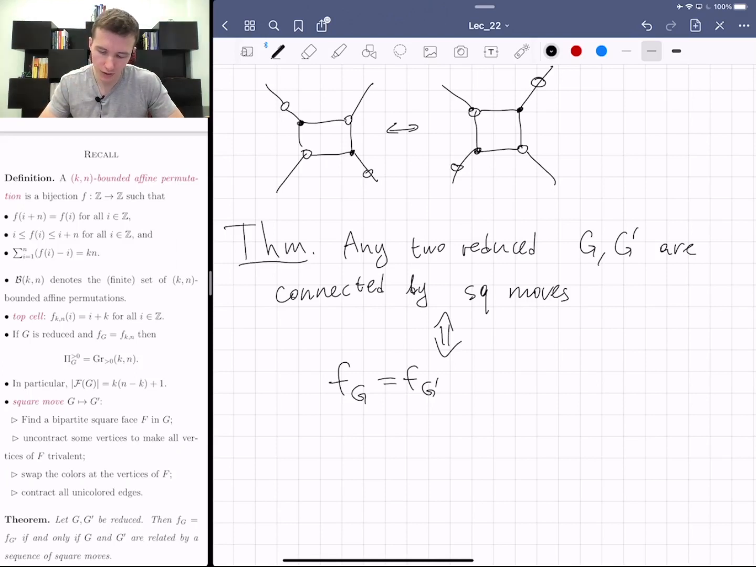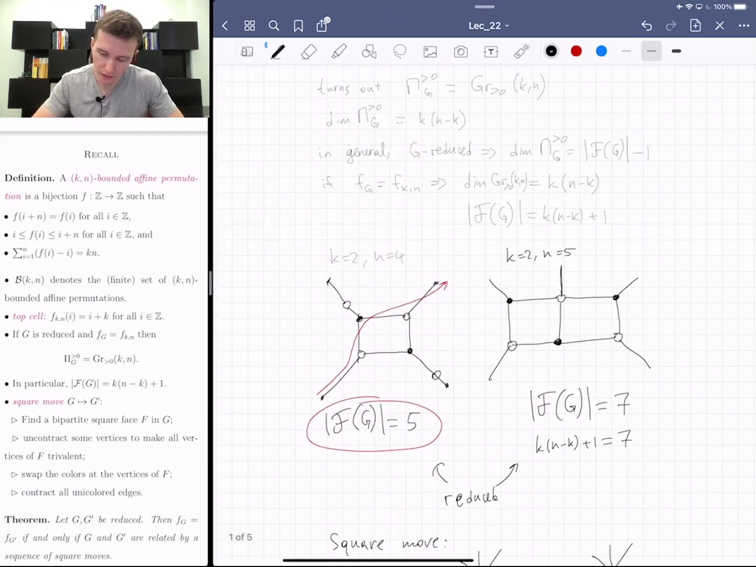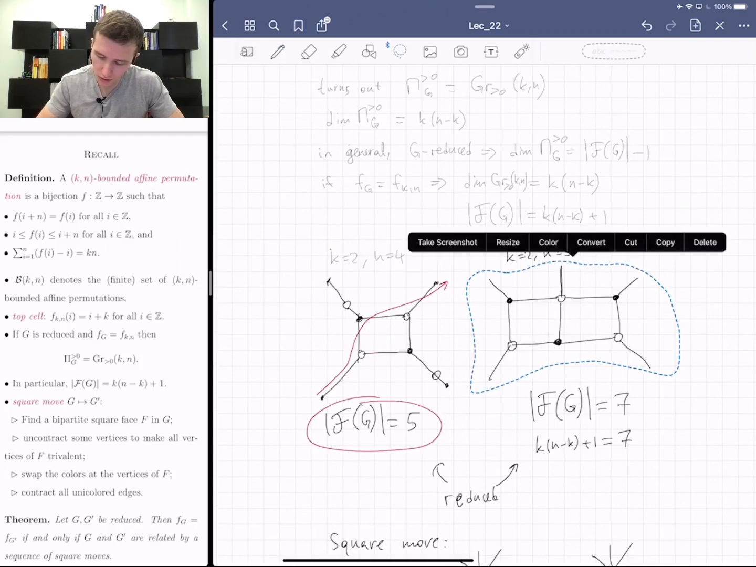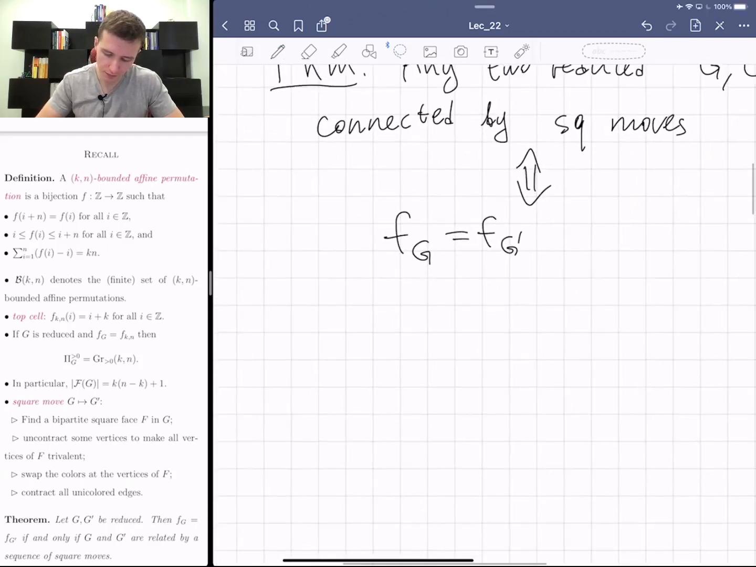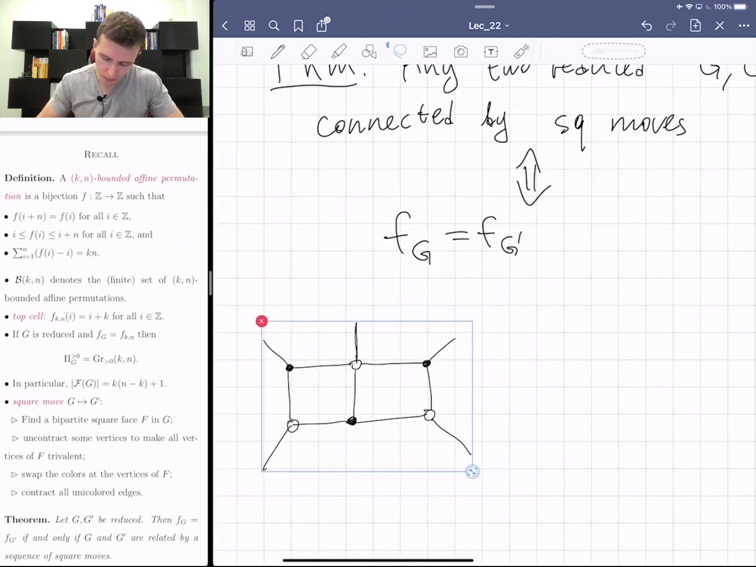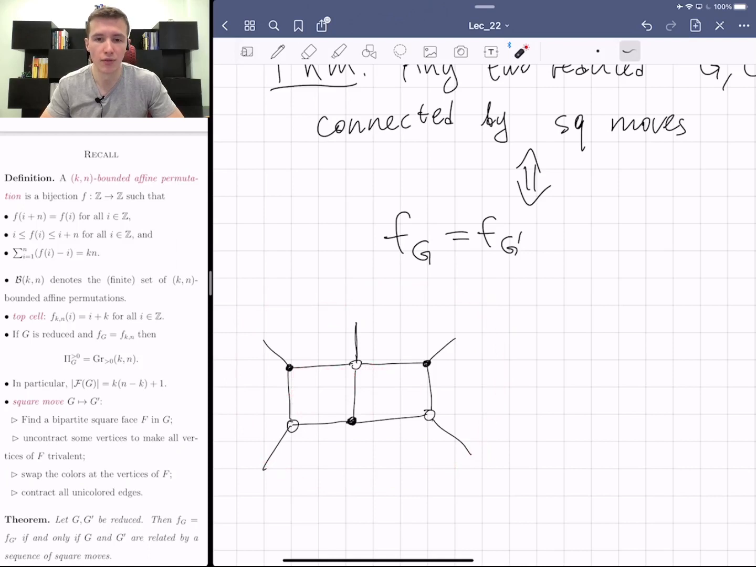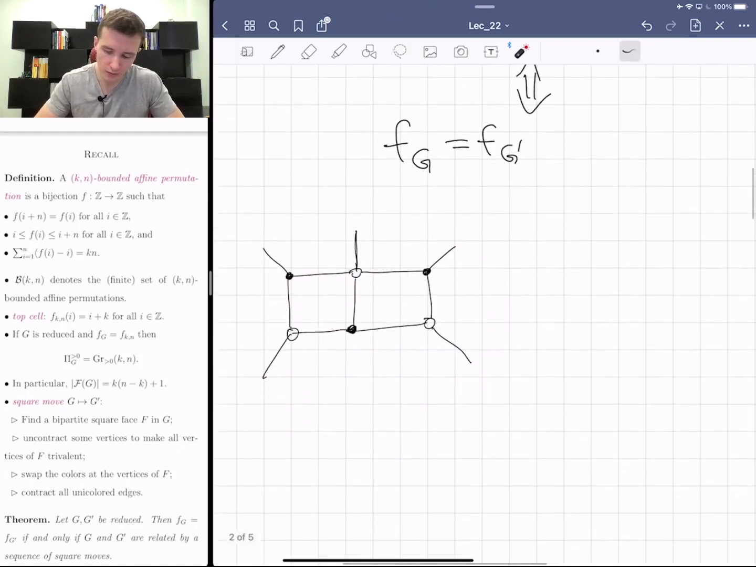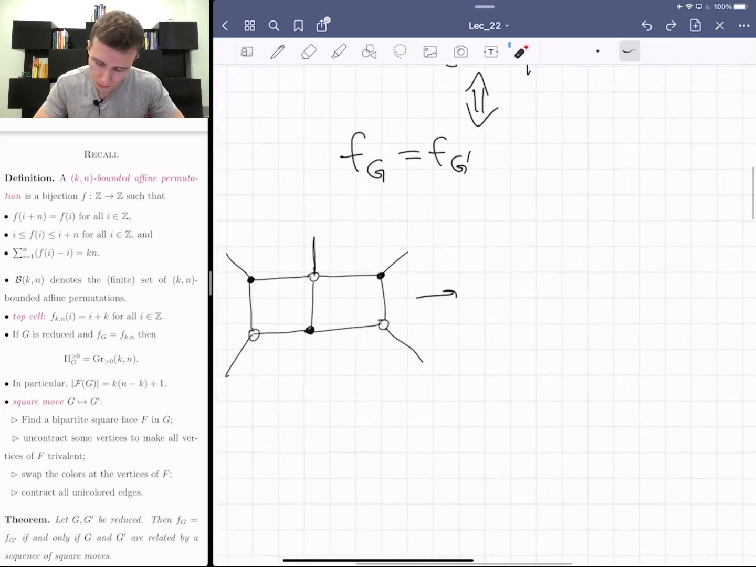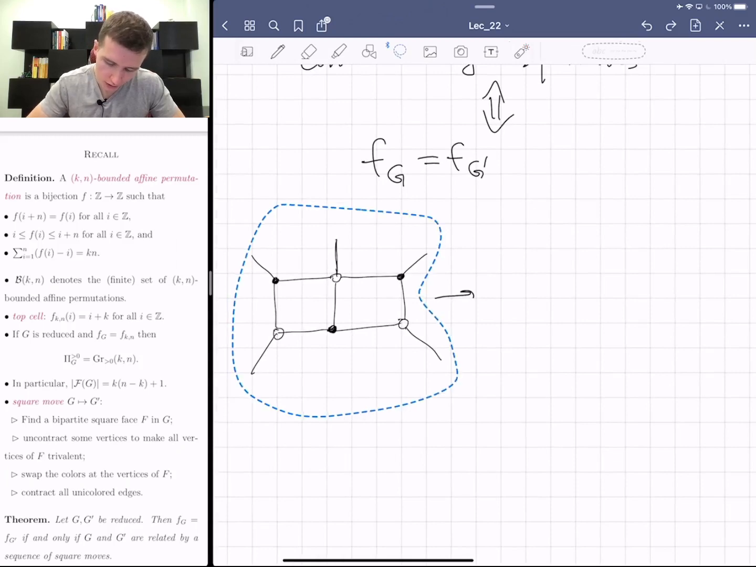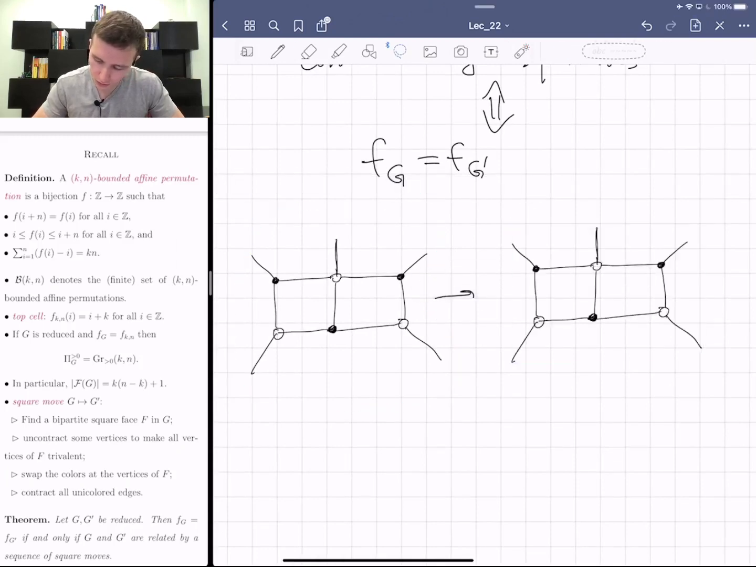So maybe I should try another example. Maybe I should try this one. Yeah. So this graph has two square vertices, so I have two square moves that are available. Let's say I pick one of them. Let's say I take this vertex here and apply the square move. So first I have to do what? Okay. Yes. Thank you. I have to uncontract the white vertex.